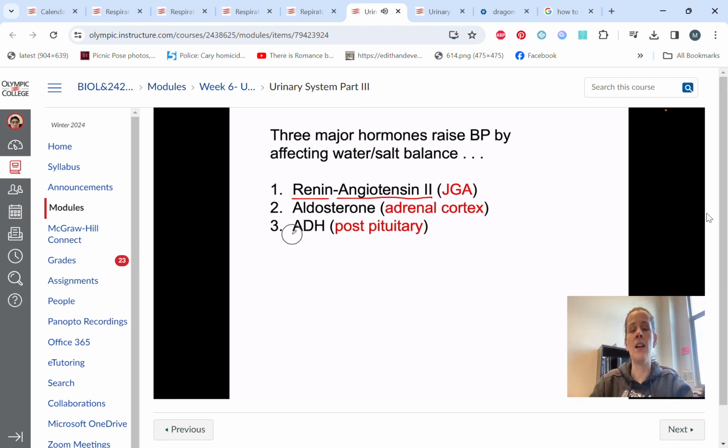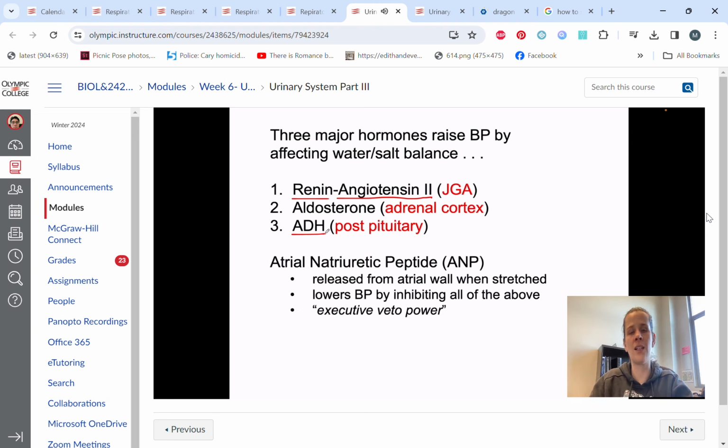And finally, the last hormone is ADH, and ADH's job is to affect the collecting ducts by pushing those aquaporins to the apical surface in the collecting duct, allowing water to be reabsorbed and concentrating urine. All three of these will increase blood pressure.